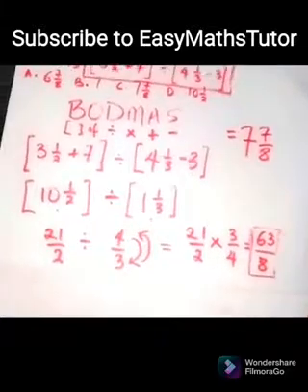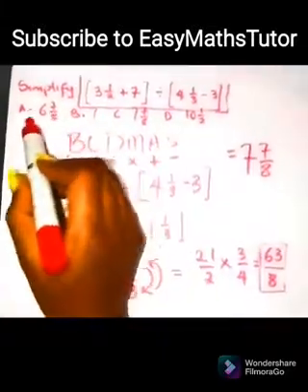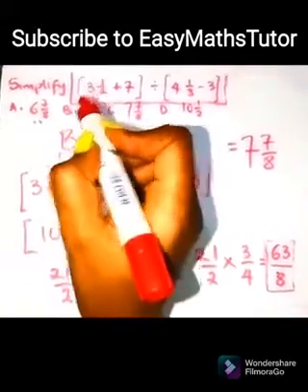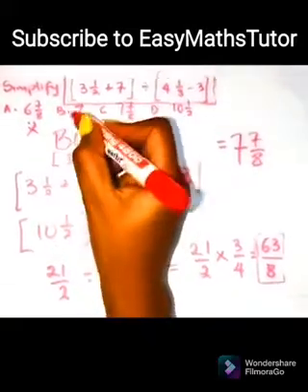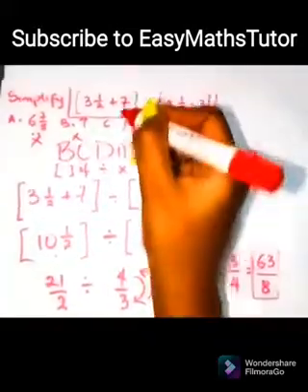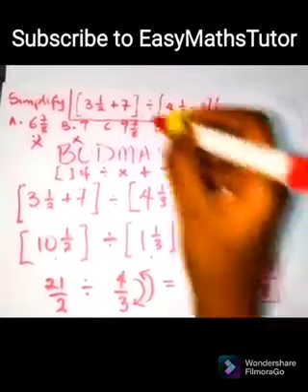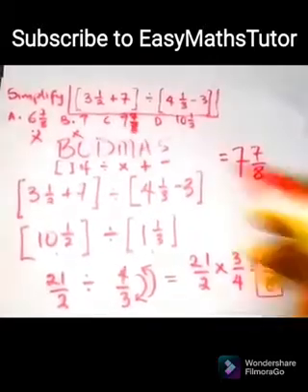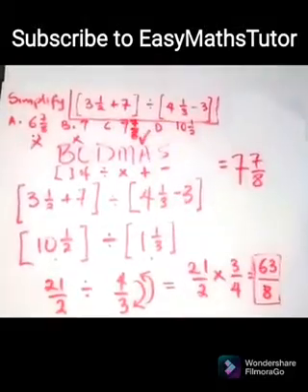So let's go back and look at our options. A is 6 whole number 7 over 8. That's not correct. B is 7. That's not correct. C is 7 whole number, 7 all over 8. Aha. So that is our correct answer.